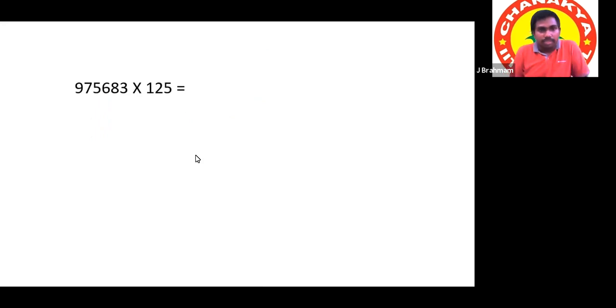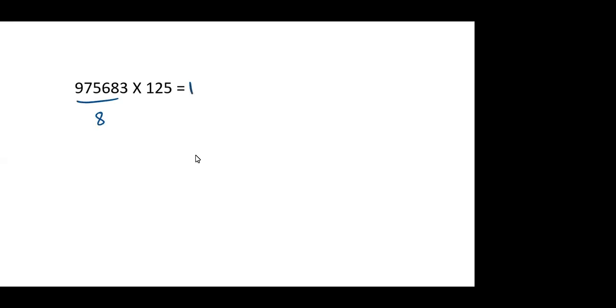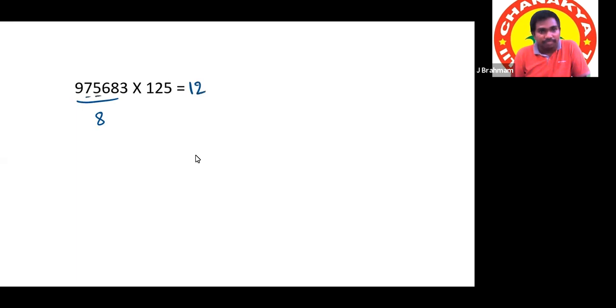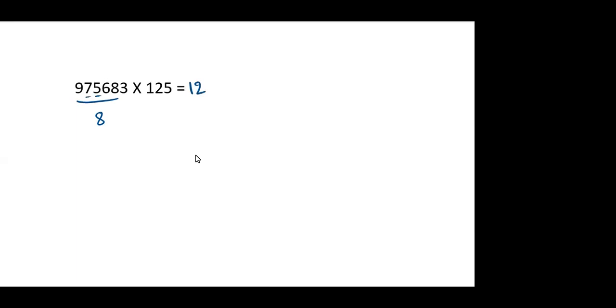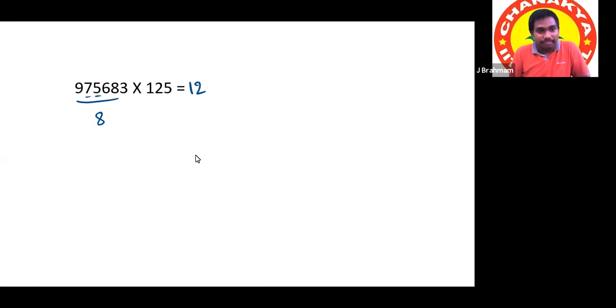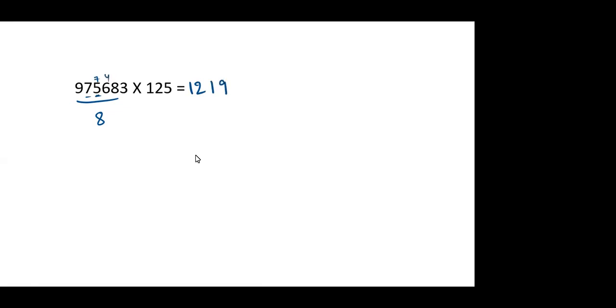Now let's try division by 8 for another number. 9 divided by 8: one time it is 8, remainder 1. Then 17: 2 times it is 16, remainder 1. Then 15: one time it is 8, remainder 7. Then 76: 9 times it is 72, remainder 4. Then 48: 6 times it is exactly 48.